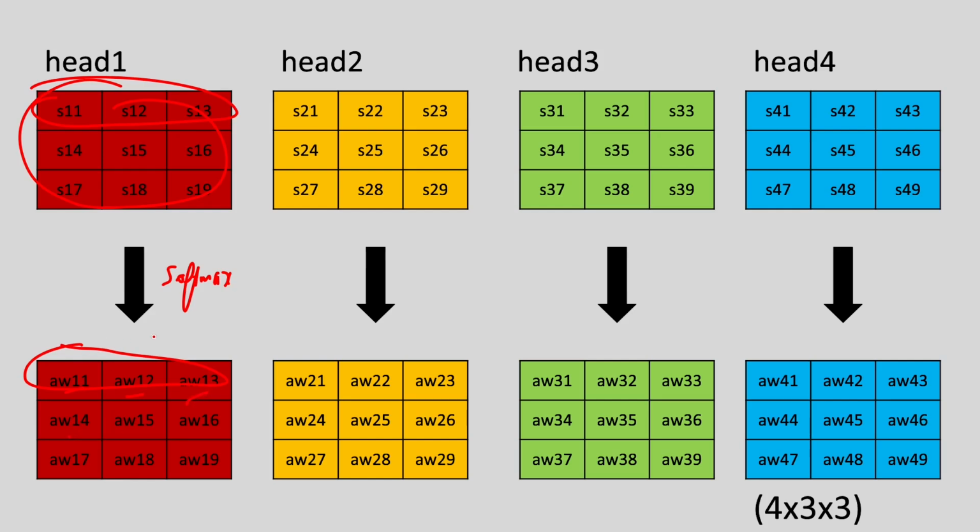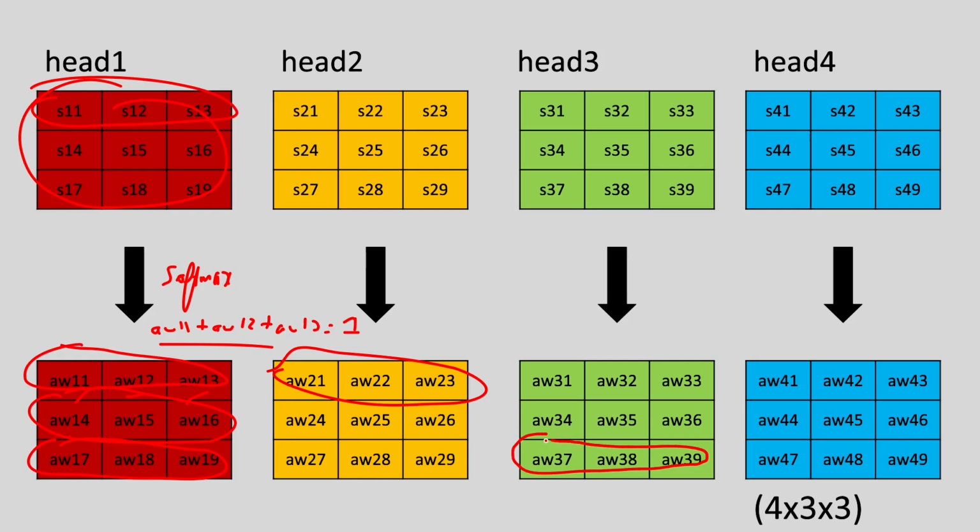And once you add aw11 plus aw12 plus aw13, you will get equal to 1. This is what you will get. And same thing for these also, and so on and so forth. Even for some random this also and this also, all of them will come to 1. That's all I'm saying. This is how it happens.